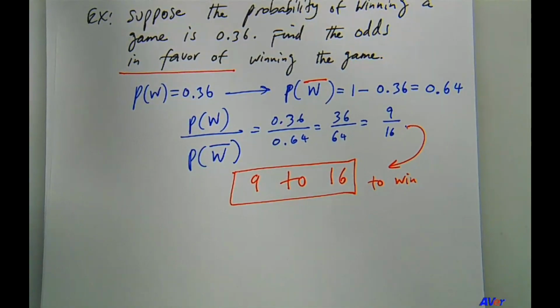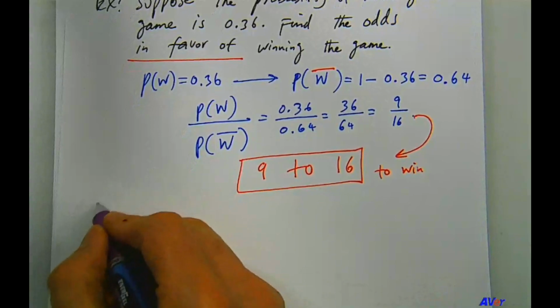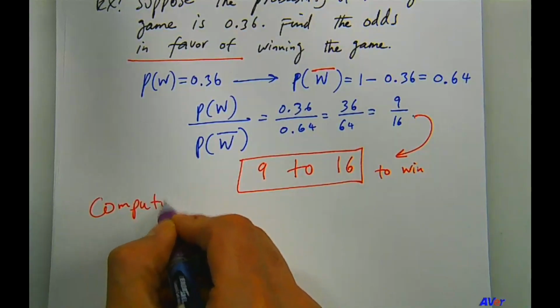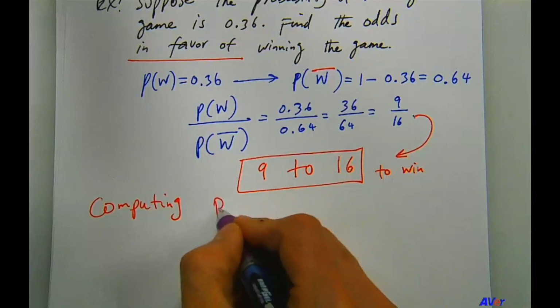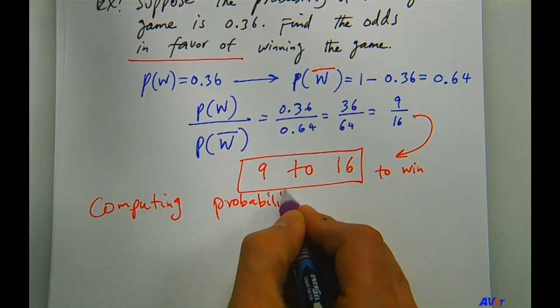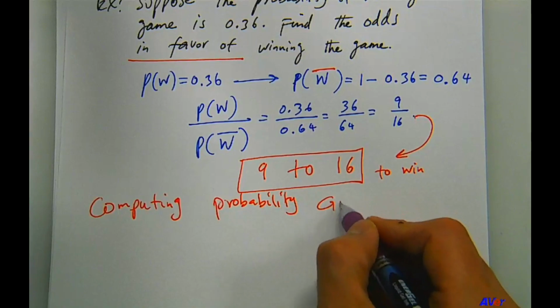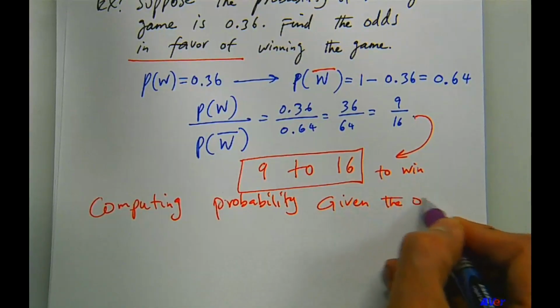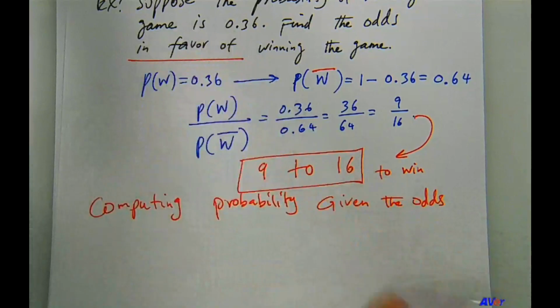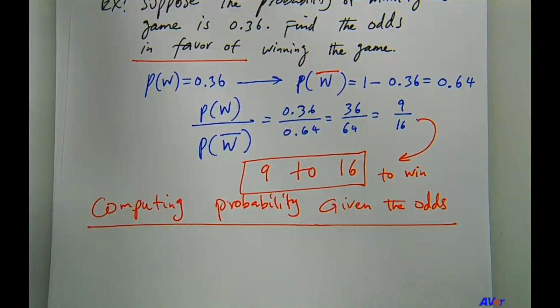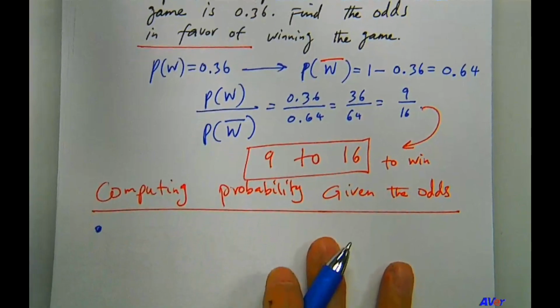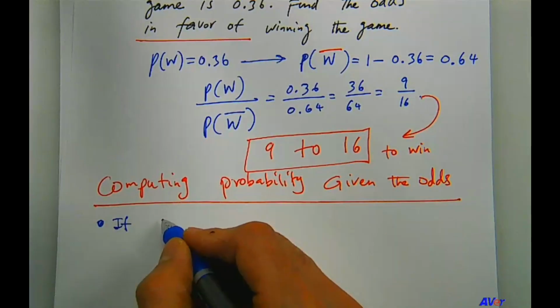Okay, so that gives us an example for computing odds given probability. Let's then give an example of computing probability given the odds. So we're reversing what we did in the above. So we have some formulas to use here.